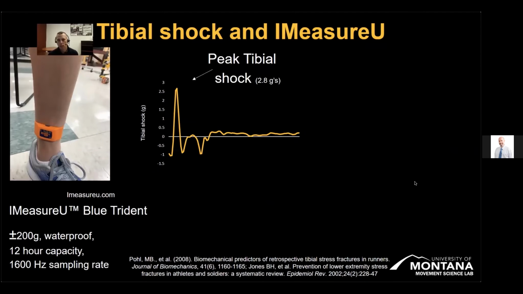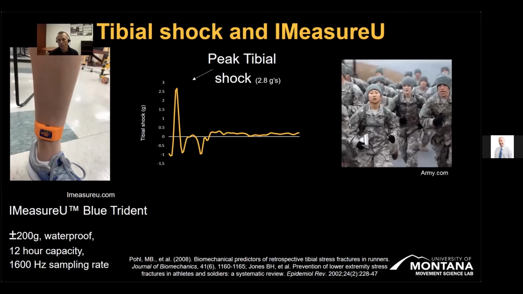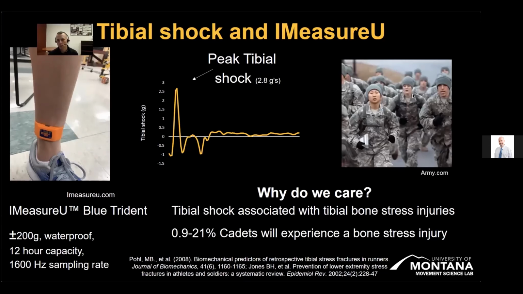You get peak tibial shock, which is, there's the raw signal that you see there. This is actually a peak tibial shock of someone during a walking trial of just a single stance. We're looking at this in military populations. And the reason why we're interested in this is that tibial shock, or high tibial shock, is associated with a risk of tibial bone stress injuries. And up to 21% of cadets will experience a bone stress injury, and in particular tibial bone stress injury during basic combat training.